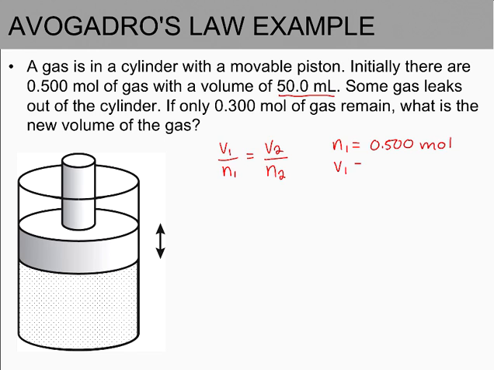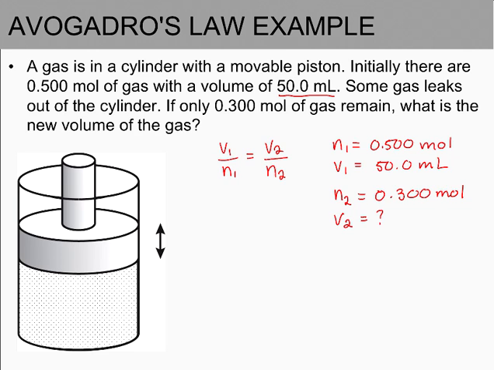And the initial volume is 50 milliliters. And then we said that some gas leaks out of the cylinder. So at the end, only 0.3 moles of gas remain. So that's N2, our final amount. And then we don't know what the new volume is, so we're going to have to calculate that.